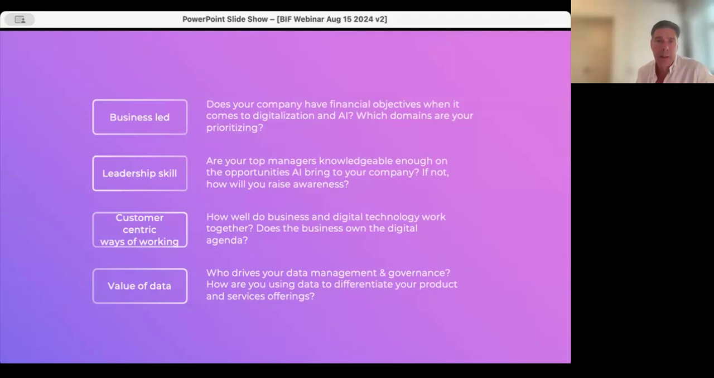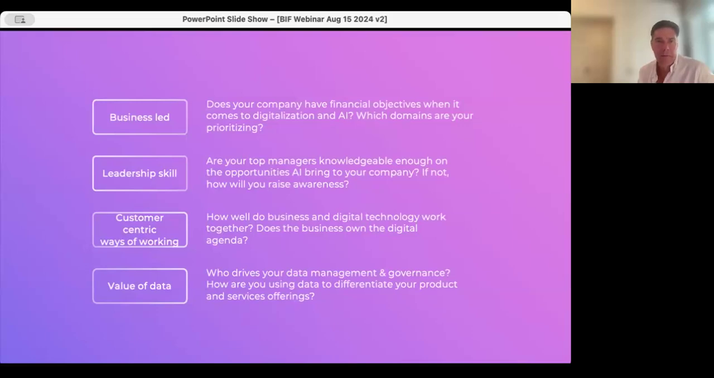First of all, is it business-led? One simple question is, if you're working with AI, you should have financial objectives when it comes to digitalization and AI. But also a very clear focus on which domains you're prioritizing. Where do you start? Where are you focused? What do you want to achieve? Because we see too much testing with different use cases today.